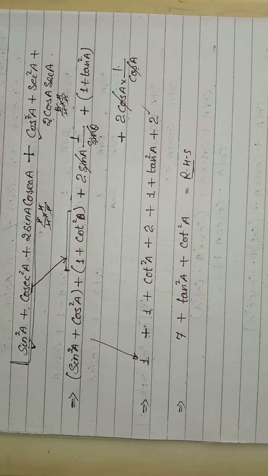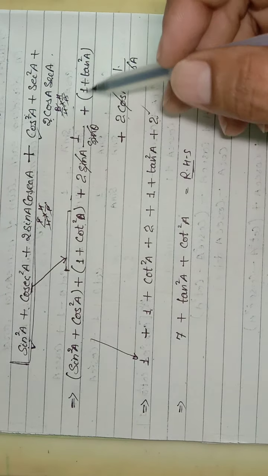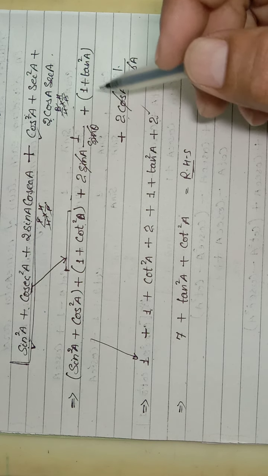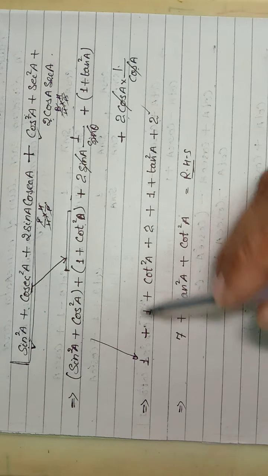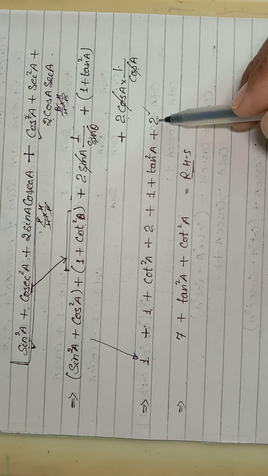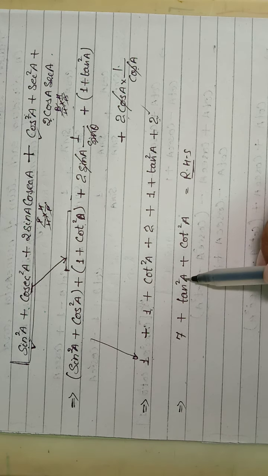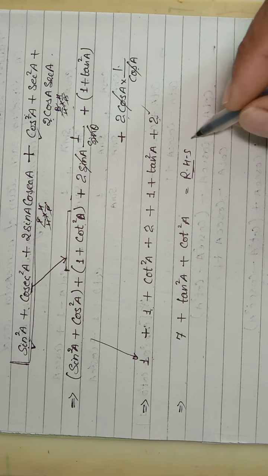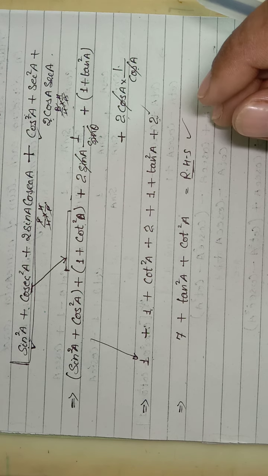So after cancellation of all the not required things, you are having 1 plus 1 plus cot square theta plus 2 plus 1 plus tan square theta plus 2. So adding, it will be 7 plus tan square theta plus cot square theta, which is equal to RHS. It is clear. Now you can note it down if you want.